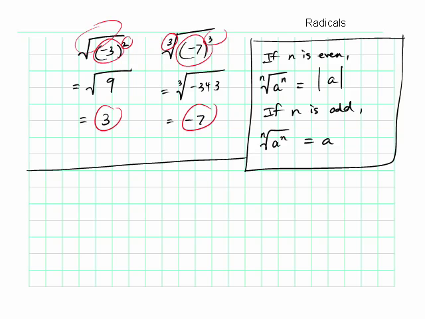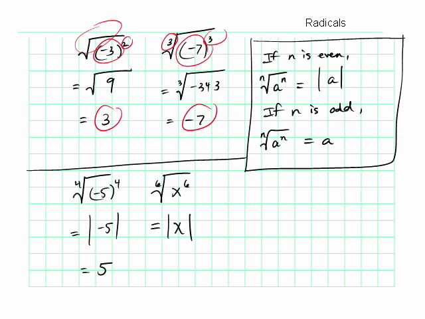For example, the fourth root of negative 5 to the fourth. Since this is an even root, fourth root, the answer, according to our little rule we wrote there, is the absolute value of negative 5, which is 5. The sixth root of x to the sixth. The sixth root and the sixth power sort of cancel each other out, but it leaves you with the positive number, so I have to put absolute values on the x.